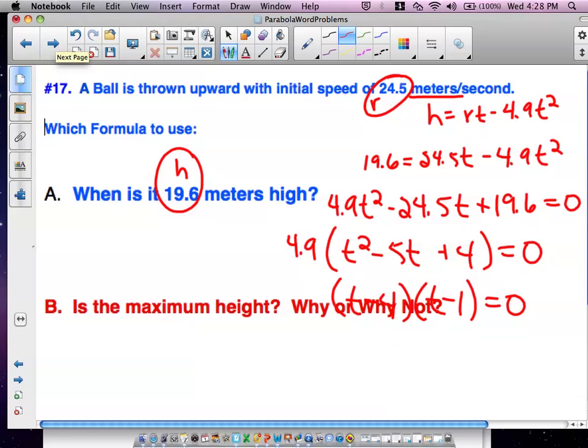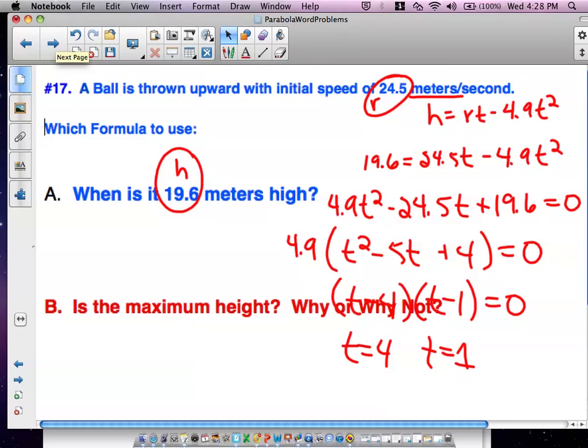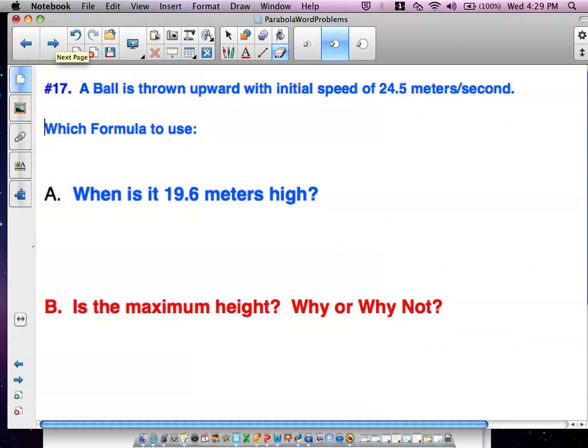giving me two t values. T is 4 and t is 1. And what that means, t is 1 second, time of 1 second, or time of 4 seconds. And so the object is at a height of 19.6 meters at the 1 second mark as well as at the 4 second mark. And let me erase the board and let's analyze this information and move on to the next part of the question.